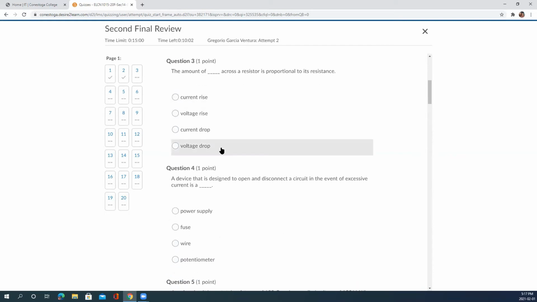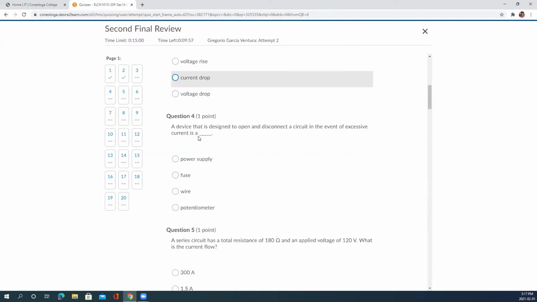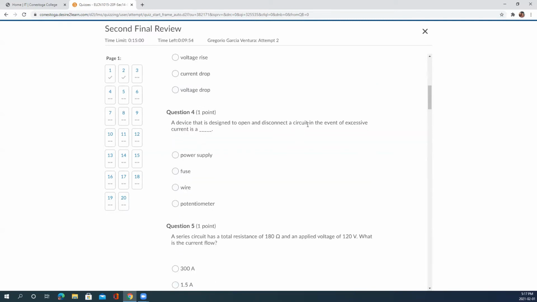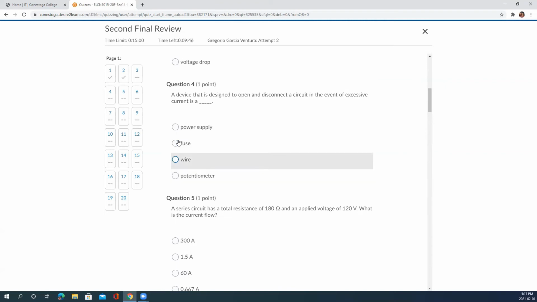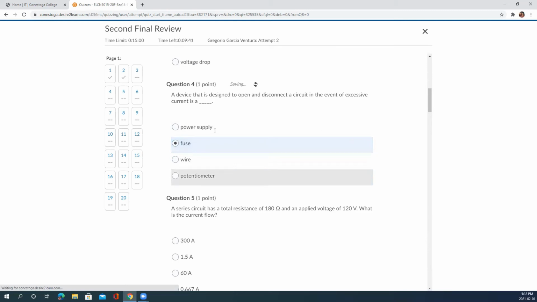So in this instance, as I said, I'm going to leave this question alone. Let's say that I don't know the answer, and I'm going to continue with number 4. The next question says that a device that is designed to open and disconnect the circuit in the event of excessive current is a, and then we are going to click on fuse. It could be a circuit breaker, but we don't have that choice. Okay, so we continue here.